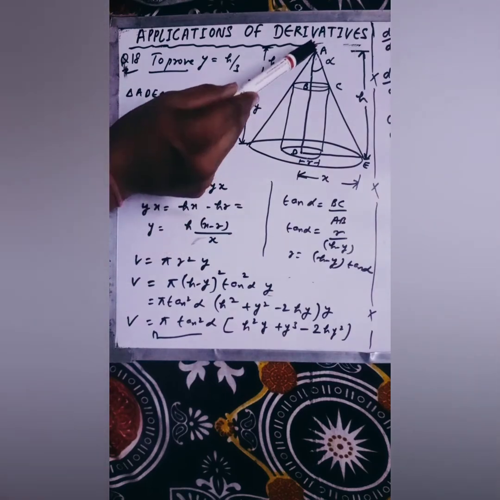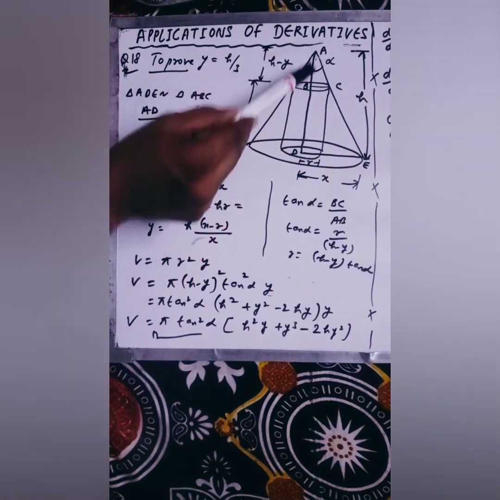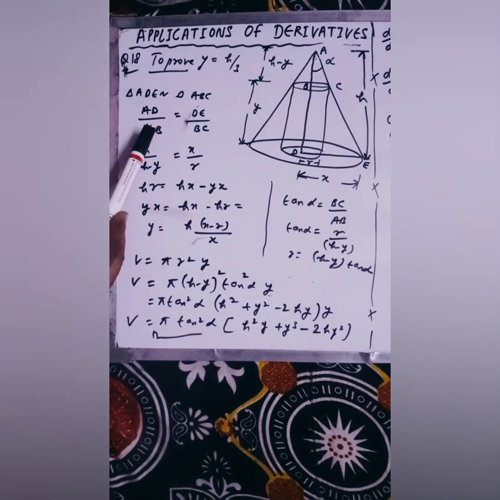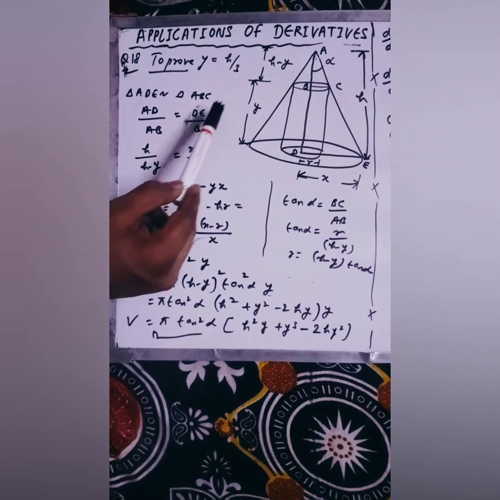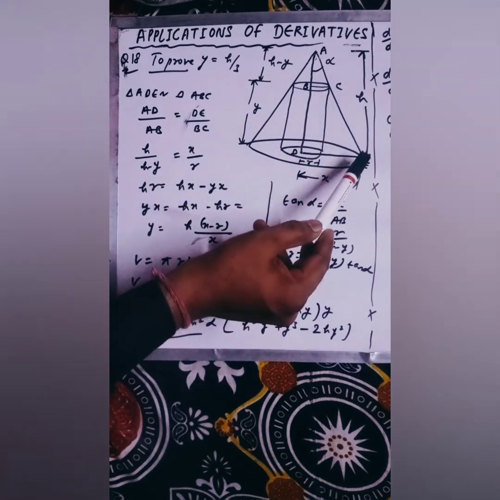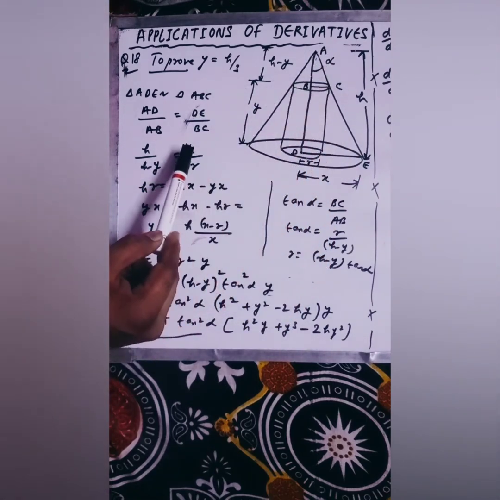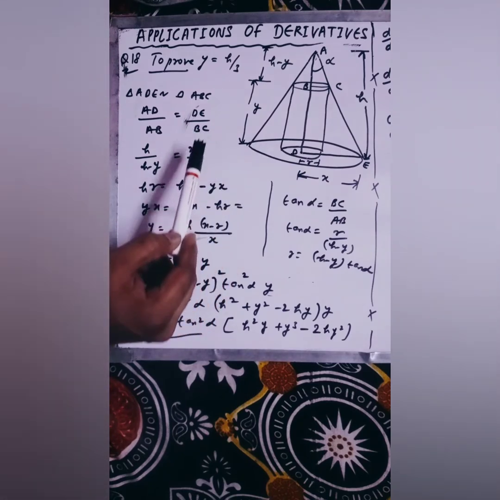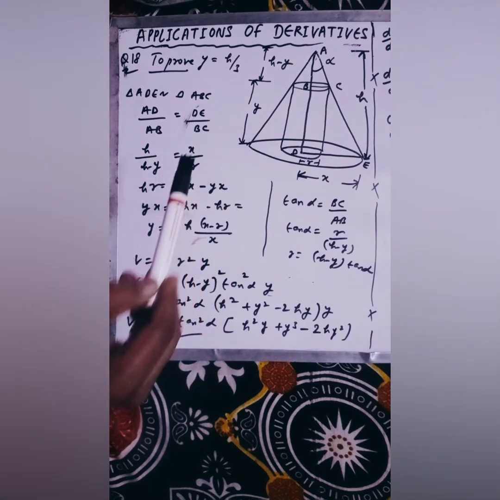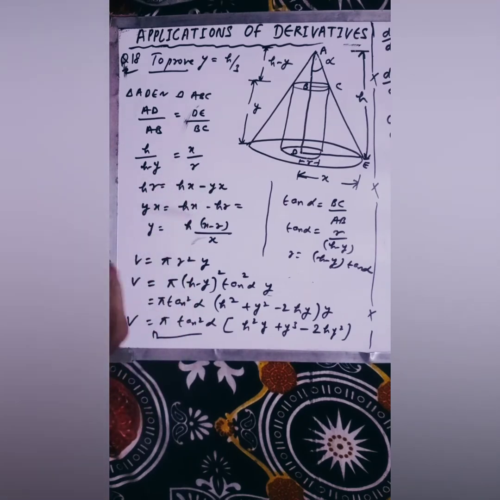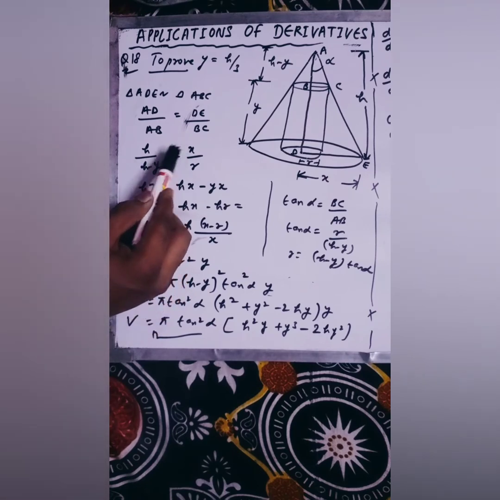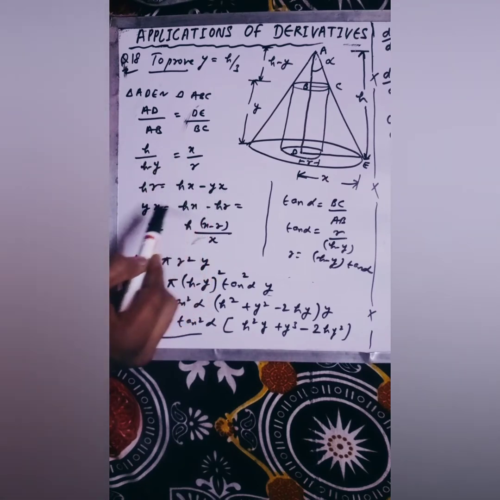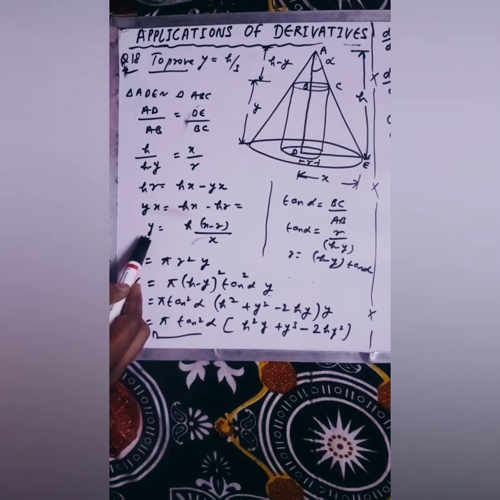AD, that is the height of the cone, that is h. You have to put AB is h minus y. You have to put DE, that is the radius of the cone, that is x, and BC is the radius of the cylinder, that is r. So now you have to cross multiply. This will be hr and this would be hx minus yx. So from this data I'm going to find out the value of y. So this is how you can find out the value of y.